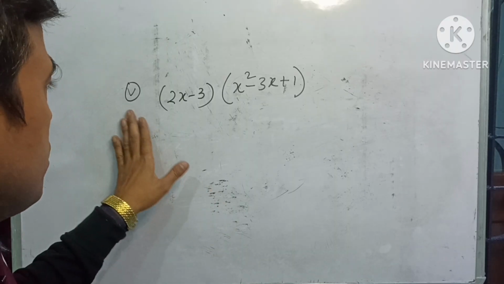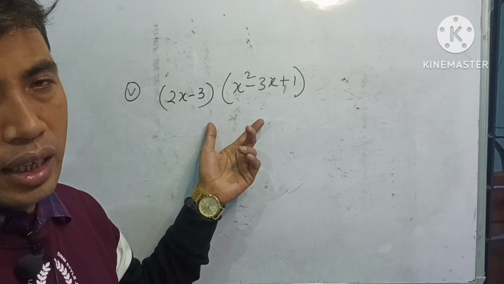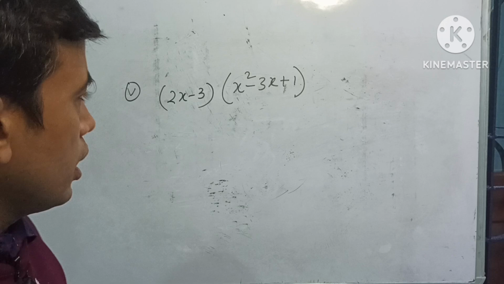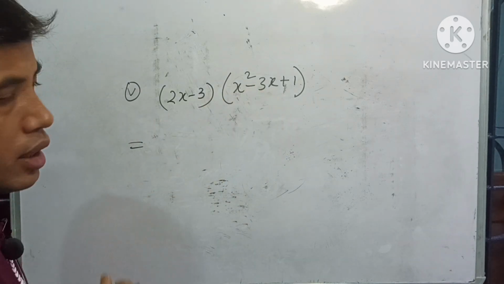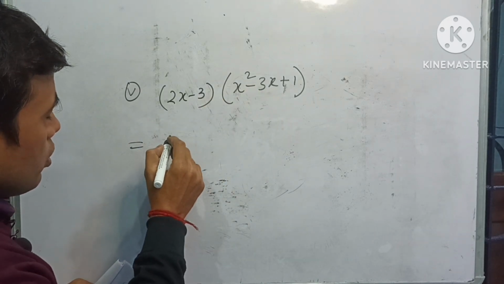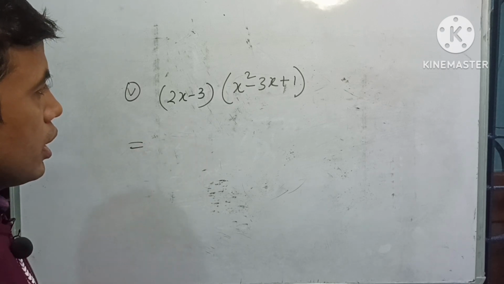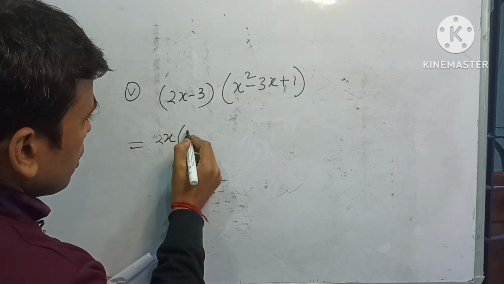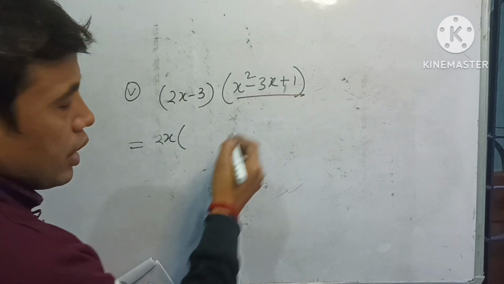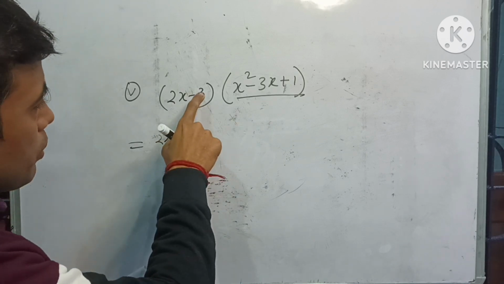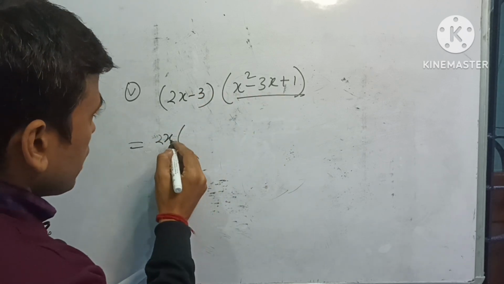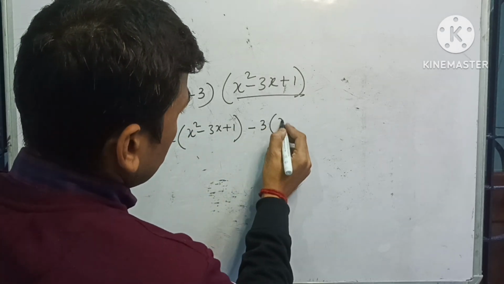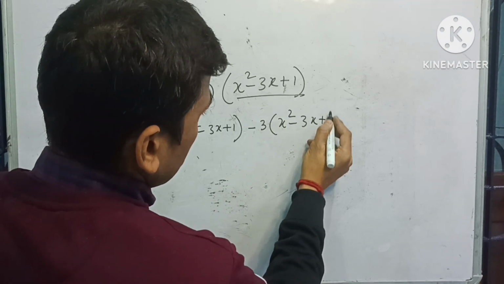Now we discuss the example 5. Here you are given to find the coefficient of x square. Here what we do? We first simplify the expression. First we use the distribution law. Distribution law means we have to multiply twice x with this term and we have to multiply minus 3 with this term. So twice x into x square minus 3x plus 1, and minus 3 into x square minus 3x plus 1.